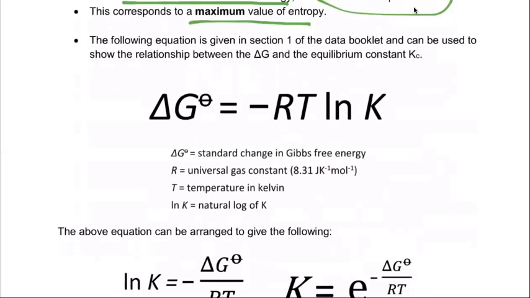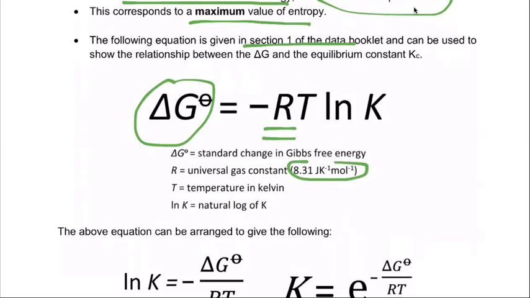There's an equation that you use to perform calculations with this. It's in your data booklet, so you don't necessarily need to memorize it. You just need to know where to find it so you can use it. It's in the very first section, where it has several different equations. You use the standard change in Gibbs free energy, the universal gas constant, which is always going to be this number, your temperature, which has to be in Kelvin, and then the natural log of K. Remember, K is your equilibrium constant.